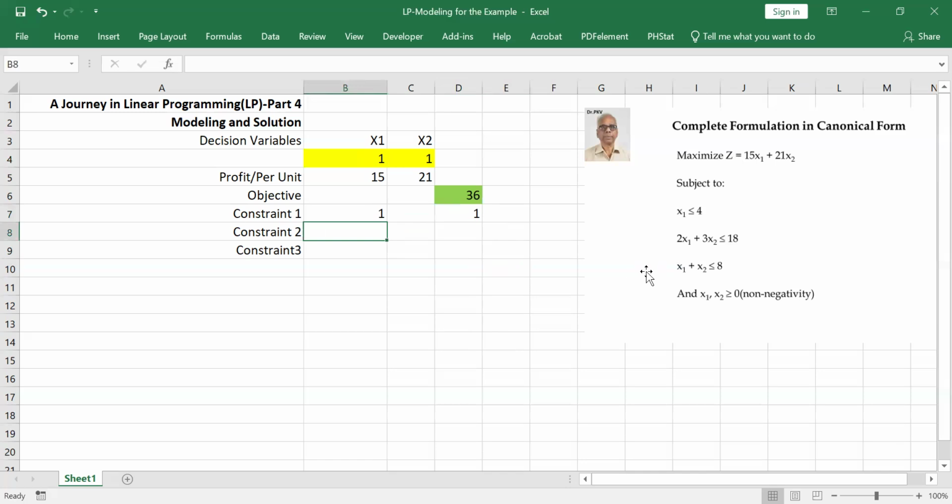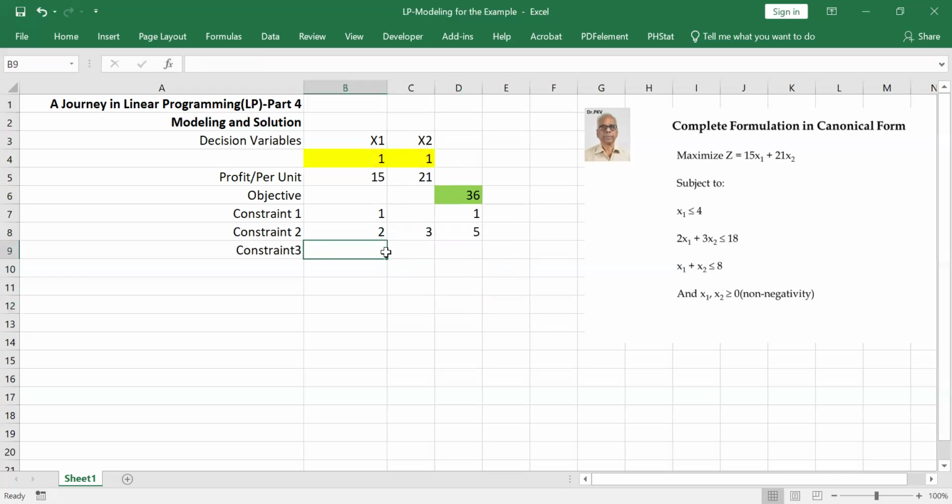Now, constraint 2 is the raw material 1 constraint, which has coefficients 2 and 3. So 2x1 plus 3x2 I put here is equal to this cell, B8 star this cell B4, plus C8 star C4. If I double click here, you get the formula B8 B4 plus C8 C4.